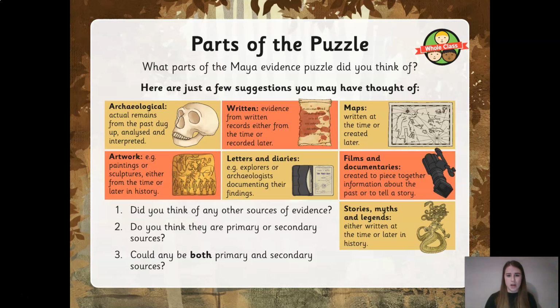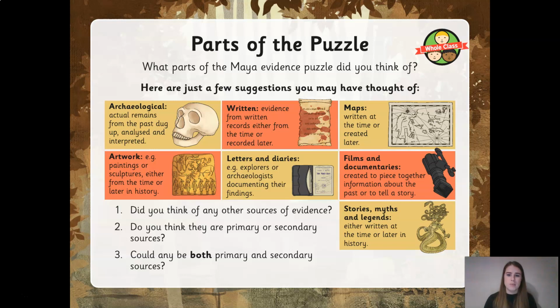Now we have letters and diaries. Letters and diaries are usually found from explorers or archaeologists who actually document their findings. So when we write a diary, that's in chronological order. So you write that diary on the day that it happens. So that's going to be our primary source, okay? Because that is information relating to specific events that happened on those specific days in the past. You can't rewrite a diary a year later based on something that happened the year before.